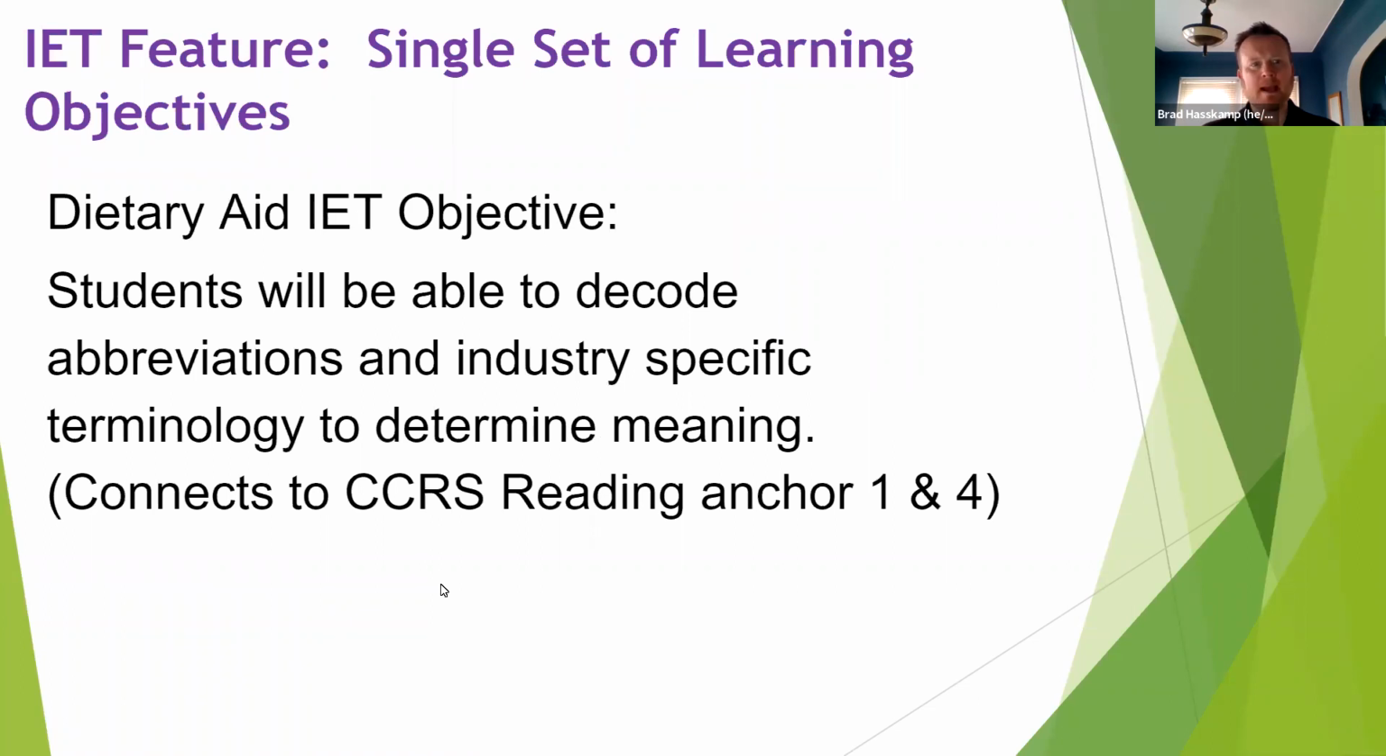Another feature in IET that we've discussed is the SSLOs, or that single set of learning objectives. An example of an SSLO is that students will be able to decode abbreviations and industry-specific terminology to determine meaning, specifically for the dietary aid or hospitality sector. And then you see that they're connecting with the adult education standards through the CCRS reading, hitting reading anchors 1 and 4. Those are also taught through this program.